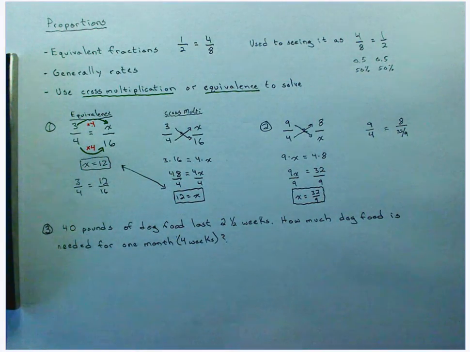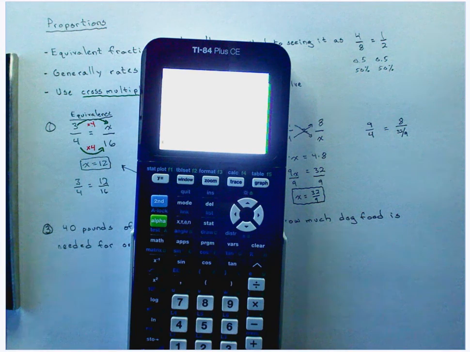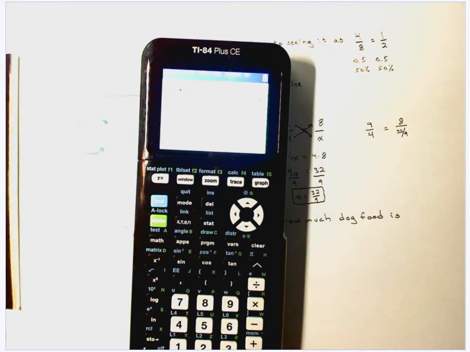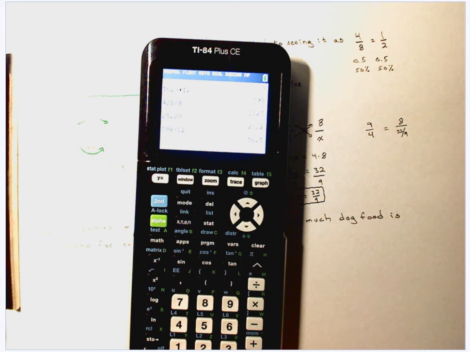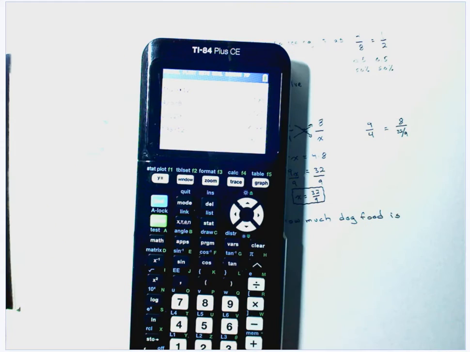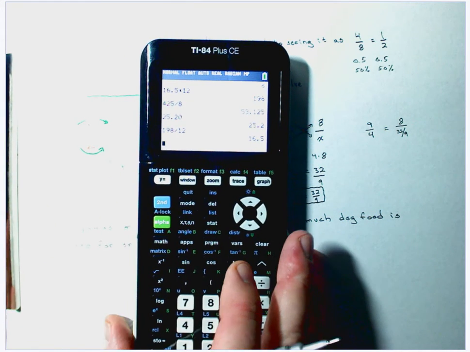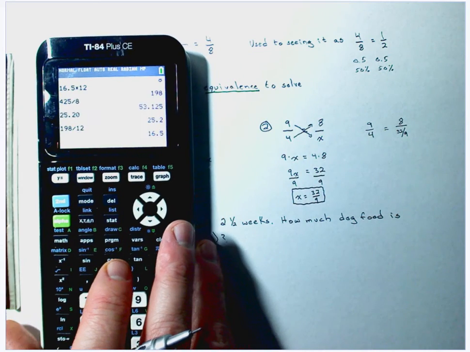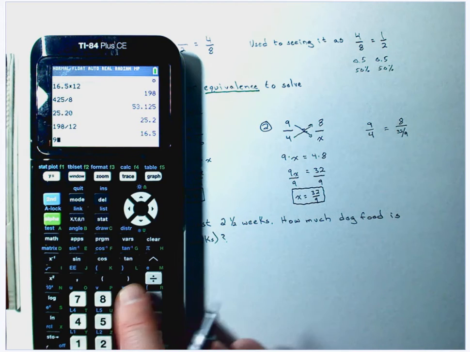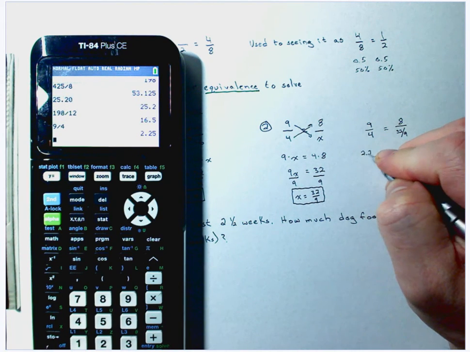See if my calculator will actually show up on yours. There we go. Not very well, but somewhat well. See if I slide it over here more into the light. There we go. So if I were to say 9 divided by 4, that gives me 2.25.